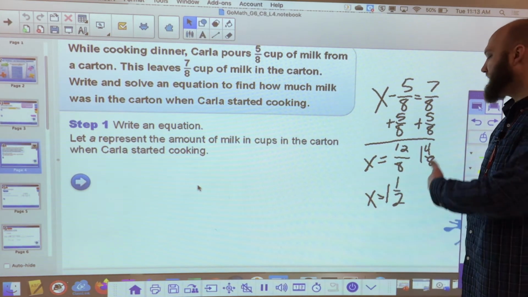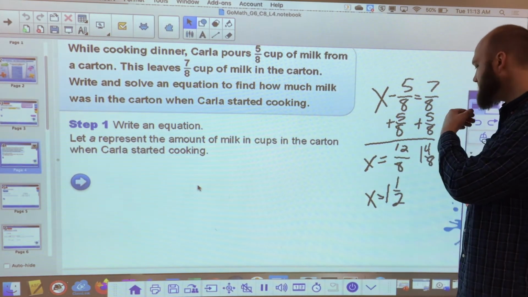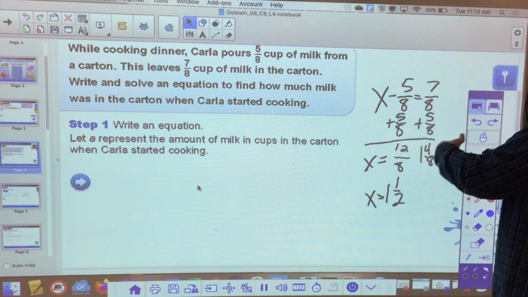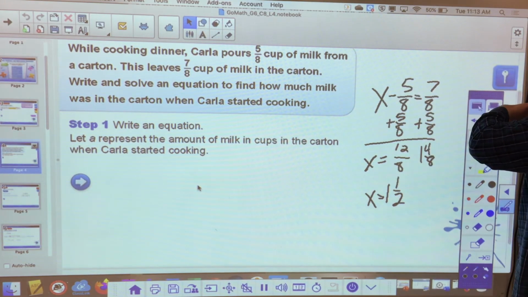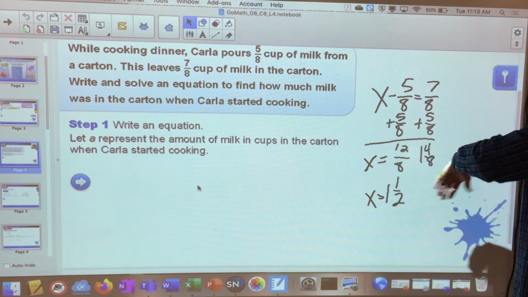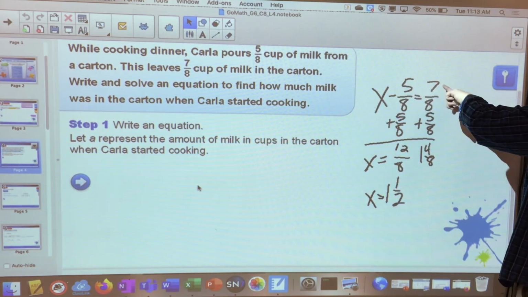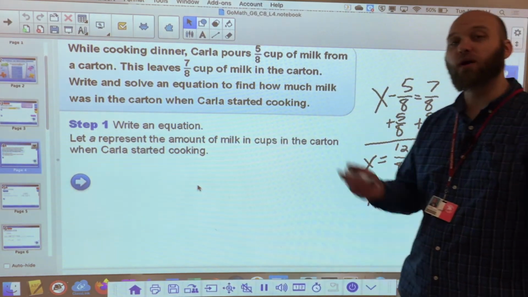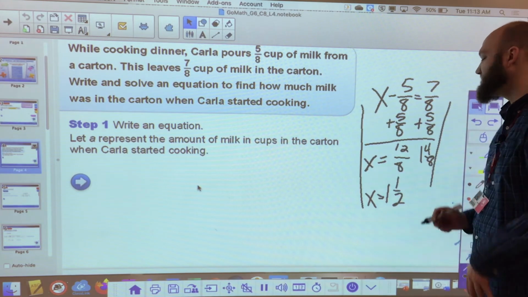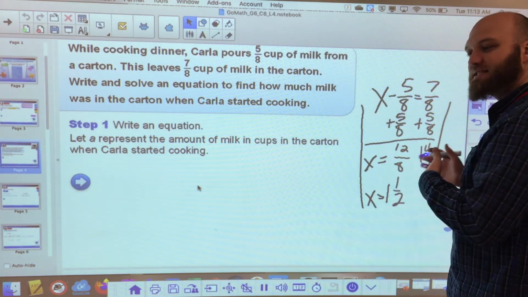And I would ask myself, well, if I had 1 and 1/2, and then I subtract all of those 8s, right? 12/8 minus 5/8 equals 7/8. So I've checked my work. Showing everything right in here will save you time and make it easy to see any mistakes that you have.